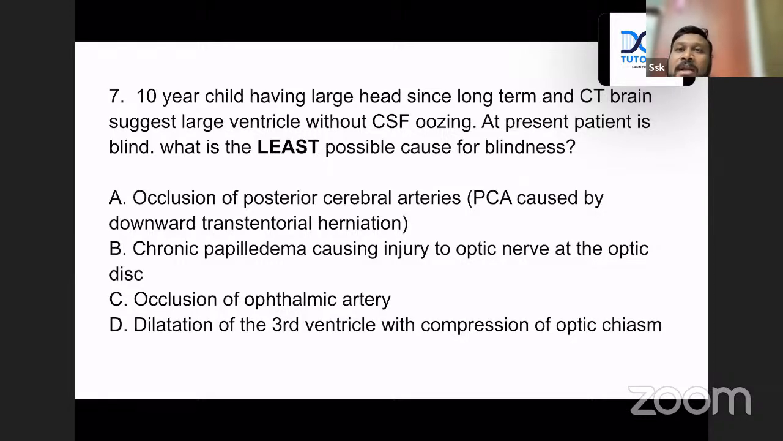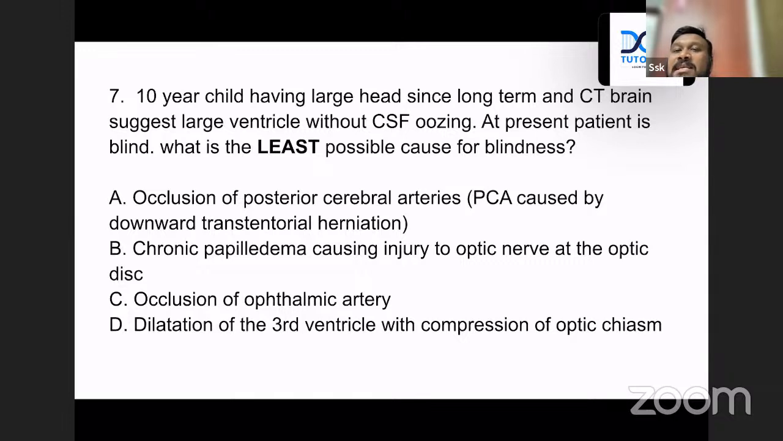In what ways? One, by occluding the posterior cerebral arteries, the bilateral PCAs, which can get occluded because of a transtentorial herniation, and it can result in visual cortex infarcts, which is quite rare, but still can happen. That is why you get Anton syndrome, Balint syndrome, all this stuff. Then you have chronic papilledema because of untreated hydrocephalus, resulting in secondary optic atrophy. The optic nerve undergoes atrophy because of papilledema, so that can result in blindness.